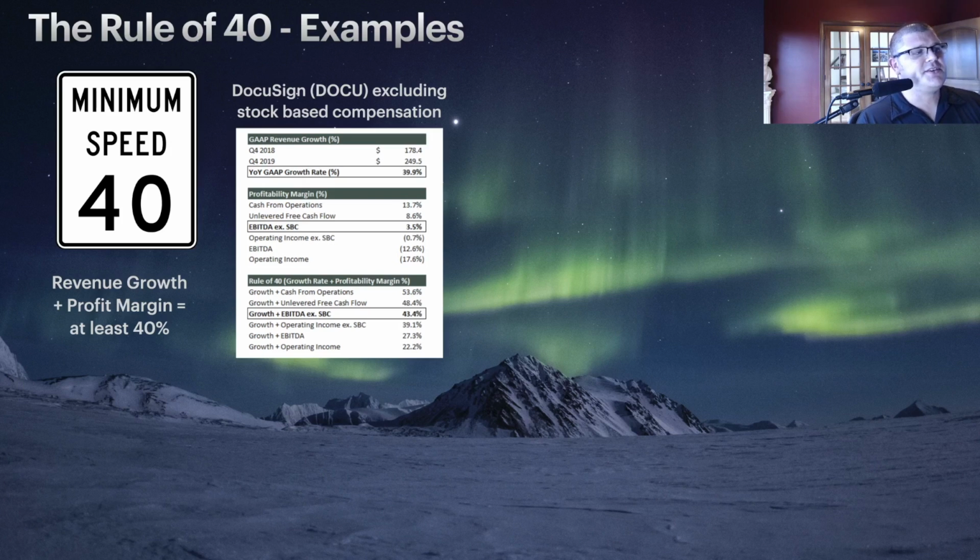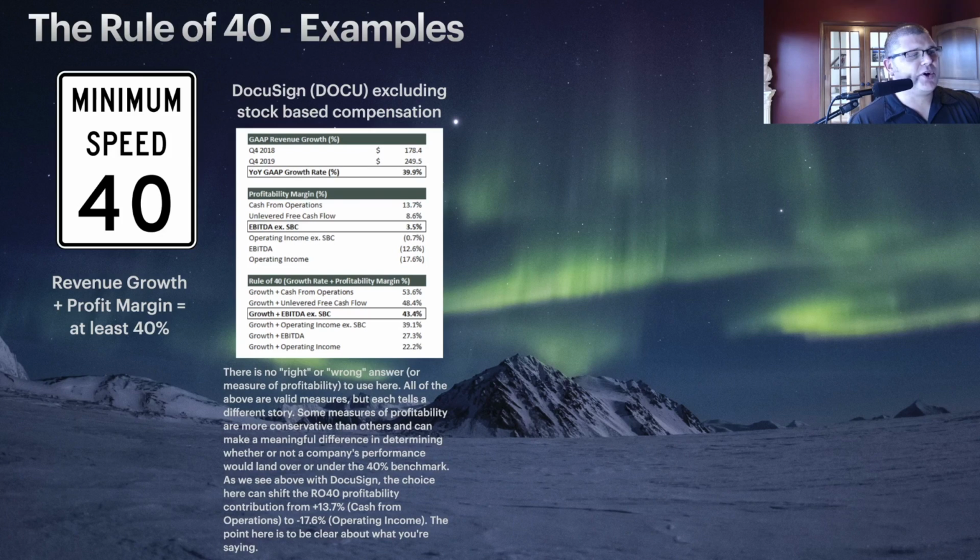So here's DocuSign, and this is comparing the revenue growth percentage year over year from 2018 to 2019. So you have 39.9%. Now the profitability margin: they have an EBITDA excluding stock-based compensation, that's the SBC, and you can see that's 3.5%. If you look at that bottom chart, the Rule of 40 growth margin, the one that's circled, the growth plus the EBITDA excluding stock-based compensation is 43.4%. So obviously that fits the Rule of 40. But now you look at growth plus, say, just EBITDA on its own, and it's 27.3%.